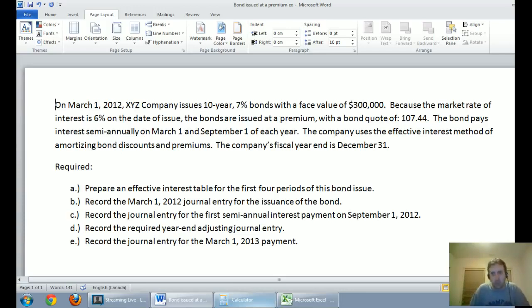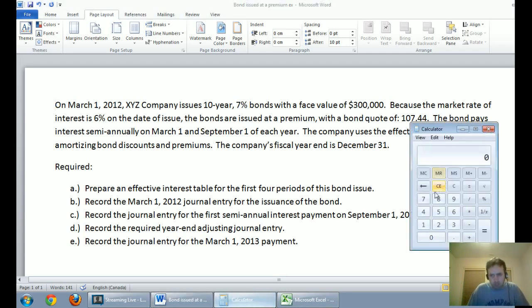Rereading it, it says, because the market rate of interest is 6% on the date of issue, the bonds are issued at a premium with a bond quote of 107.44. And remember how quotes on bonds work. That number is a percentage, at least in my mind. So we're getting 107.44% of what we asked for. In fact, let's figure out how much money we're getting and maybe do the first journal entry right off the bat here. We asked for $300,000. That's the face value of our bond. That's what we're going to have to pay back.